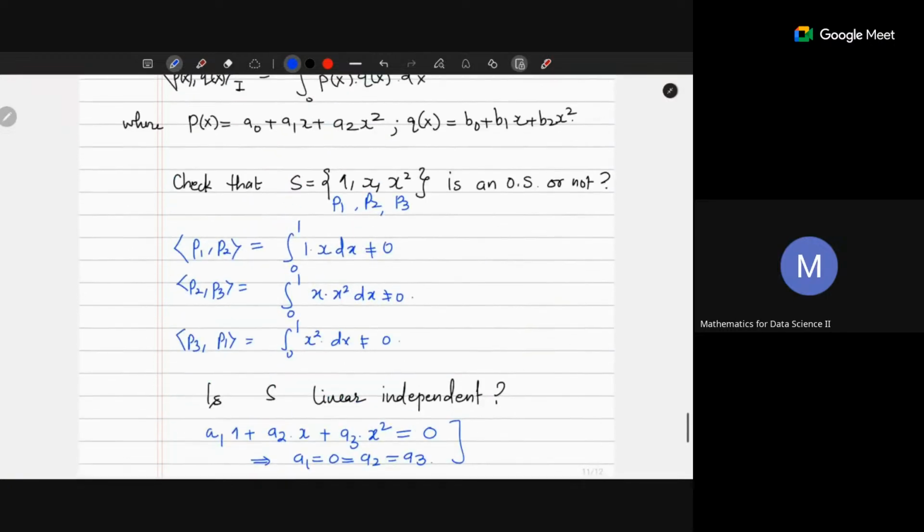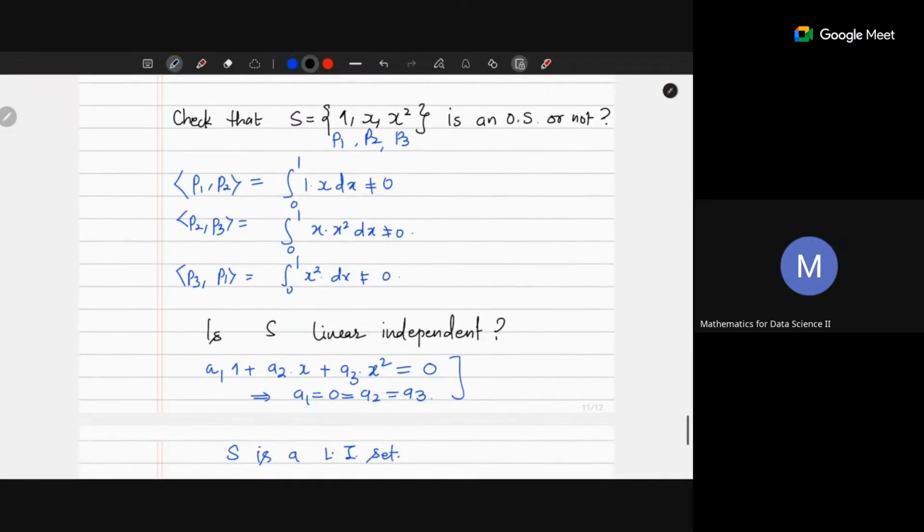So it was pretty direct. Now the question is, how do I get an orthonormal set, an orthogonal set, out of this linearly independent set?